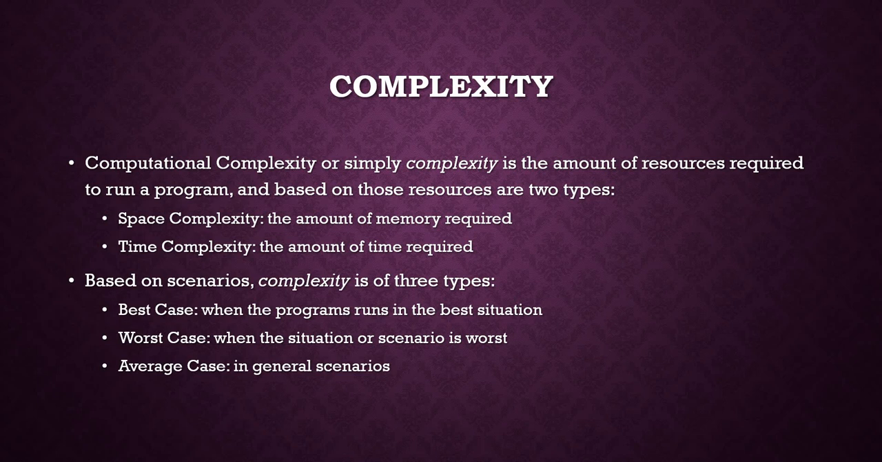Space complexity tells us the amount of memory required to execute the program, and time complexity gives us the amount of time spent, or the execution time of the program. Okay, and based on the scenarios, again, complexities are of three types: best case complexity, which is when the program runs in the best situation, and worst case complexity is when the scenario is the worst, and average case is the average of both scenarios.